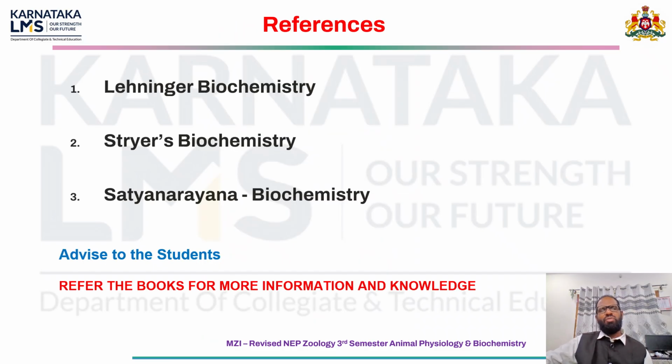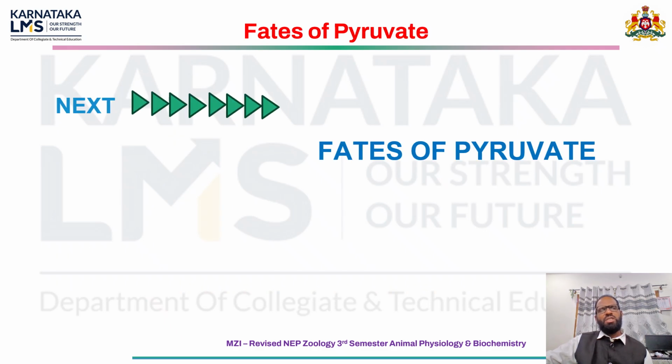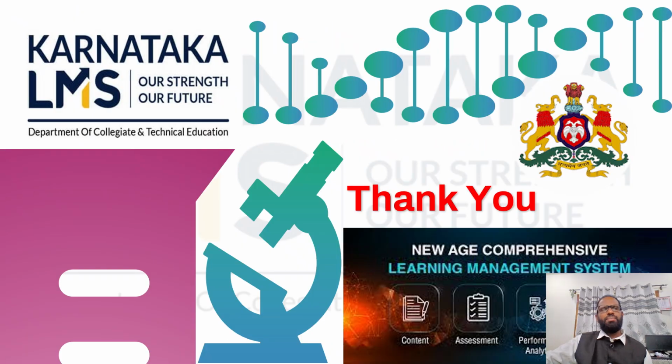For this I have referred to some books, that is Lehninger's Biochemistry, Stryer's Biochemistry, and Satyanarayana Biochemistry. Students are strongly advised to refer to the books for more information and knowledge. Thank you very much. In the next slide, we are going to discuss the fates of pyruvate.